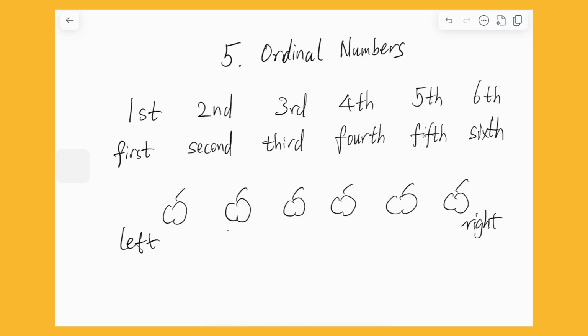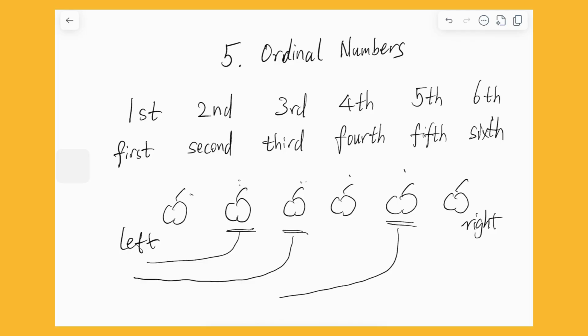So let's say this apple is second from the left. Okay, second from the left. And this apple is third from the left. Why? First, second, third, right? And this apple is first, second, third, fourth, fifth from the left.